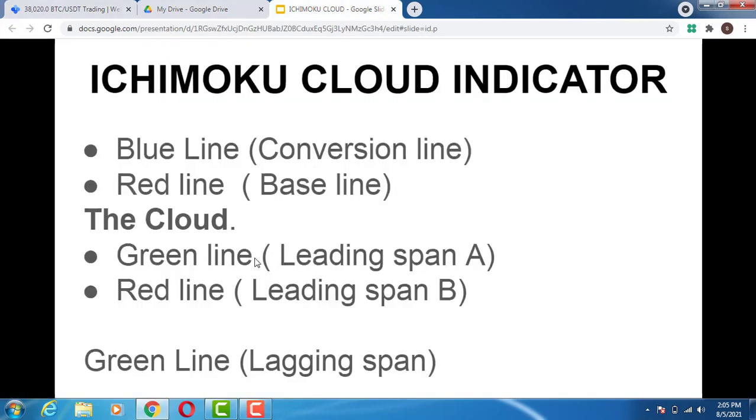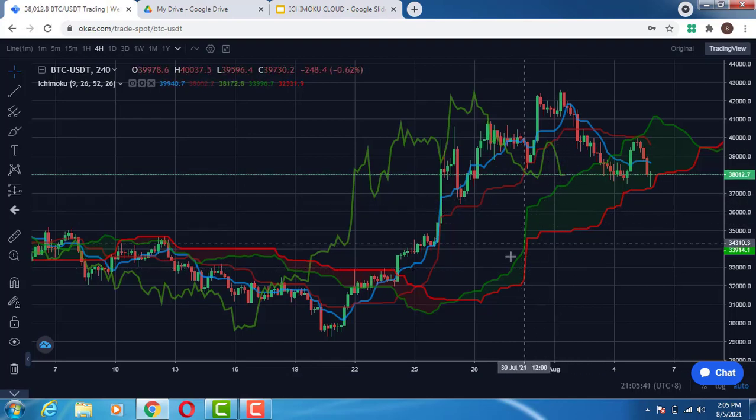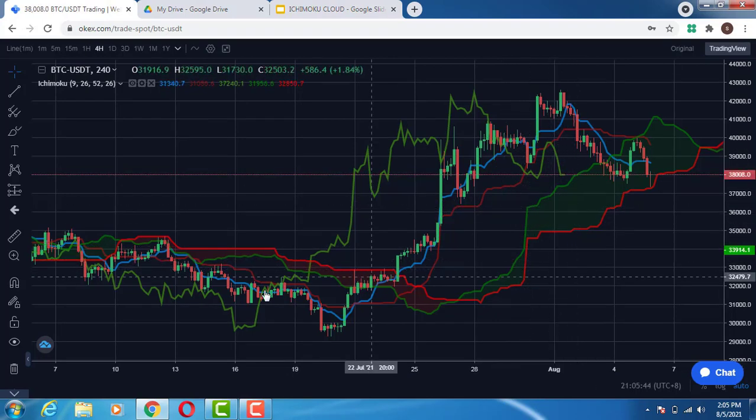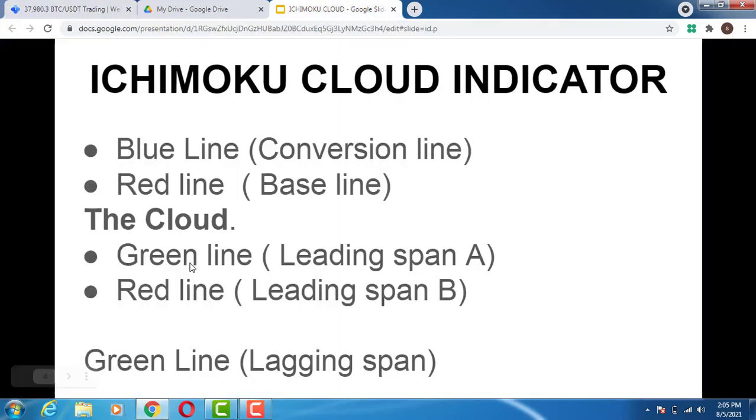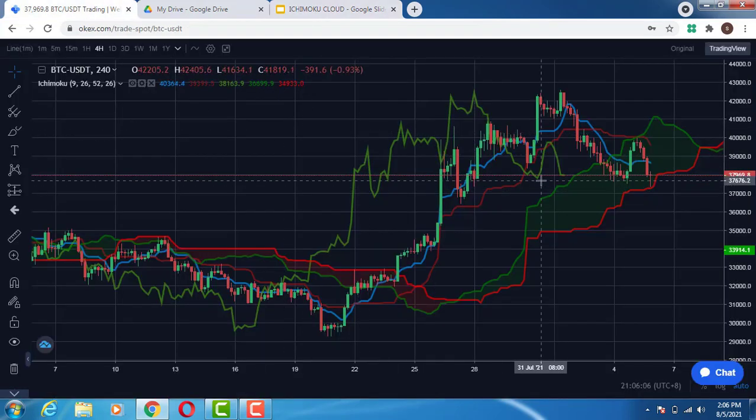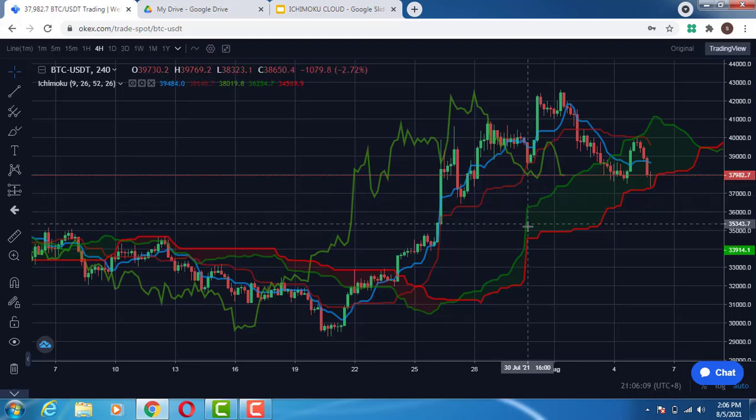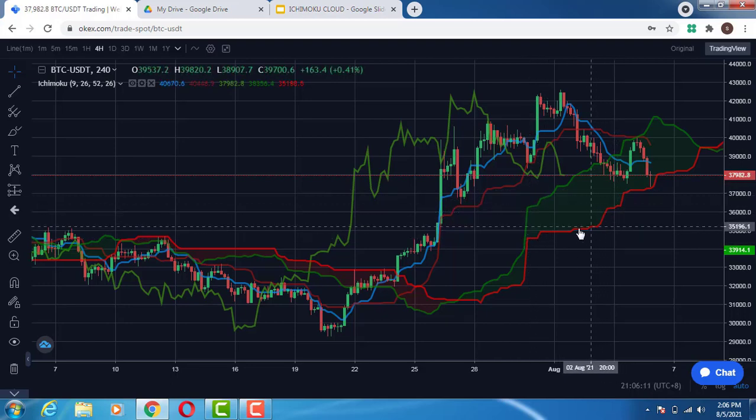The second component of this indicator is the cloud. So we have the green cloud and the red cloud. When you see a green cloud on the indicator, it means the market is in an uptrend, and when you see a red cloud, it means the market is in a downtrend. The green line of this cloud is also called the leading span A, while the red line is called the leading span B.